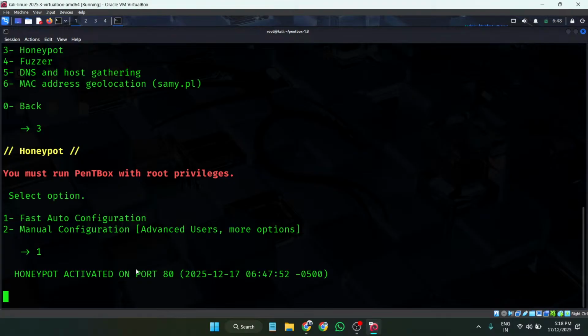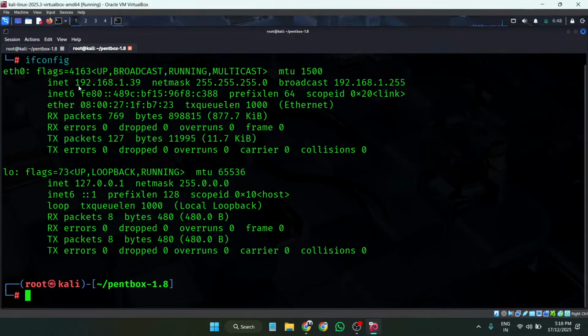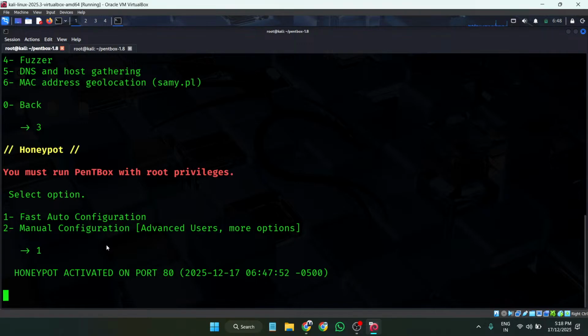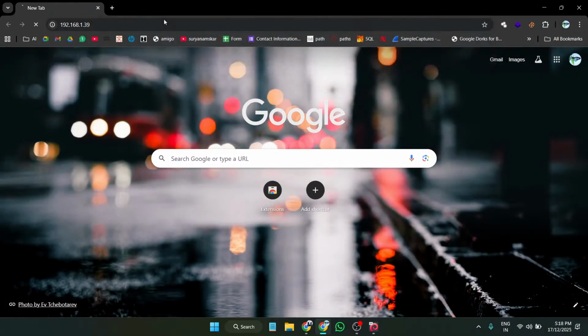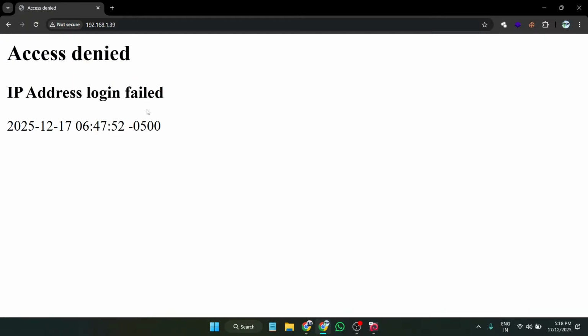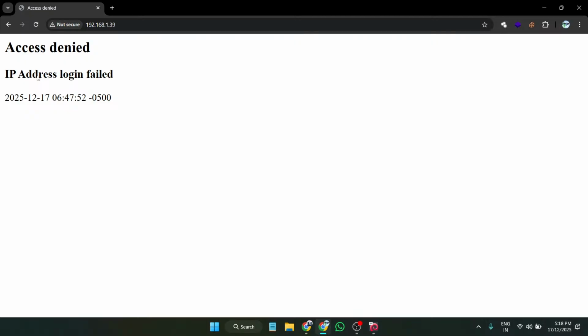So now what I'm going to do is take the IP with ifconfig, and this is the IP of my target system. Now I'm going to my browser in my Windows system. I'm going to paste this IP and hit enter. So let's see. Okay, here you can see access denied, IP address login failed, and it has its own message that login failed. We didn't even try to log in.